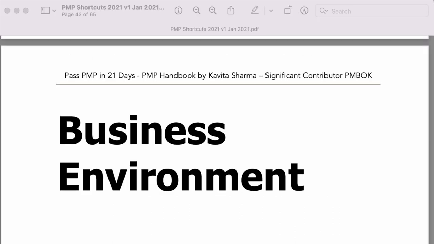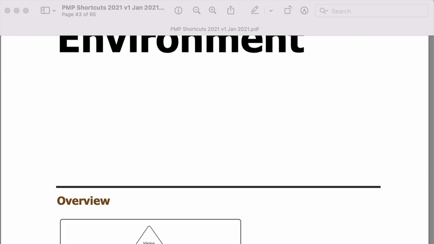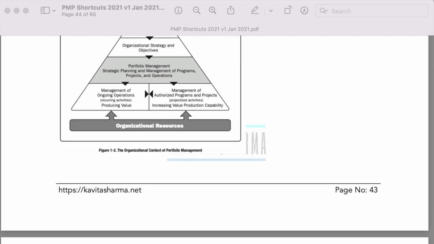So we start off with business environment. What is business environment and what's there in your course? So in the course, business environment deals with how the seniors, portfolio manager or product owner looks at the entire world.